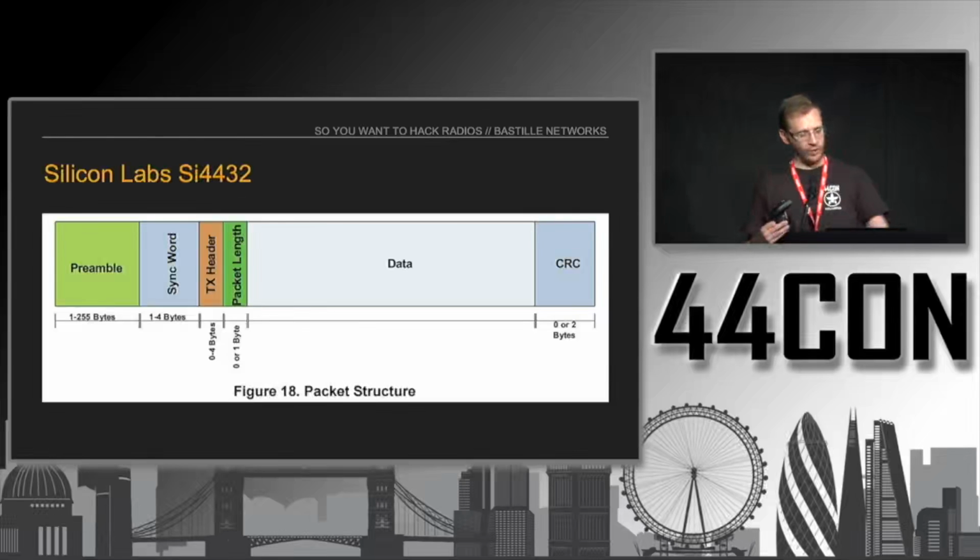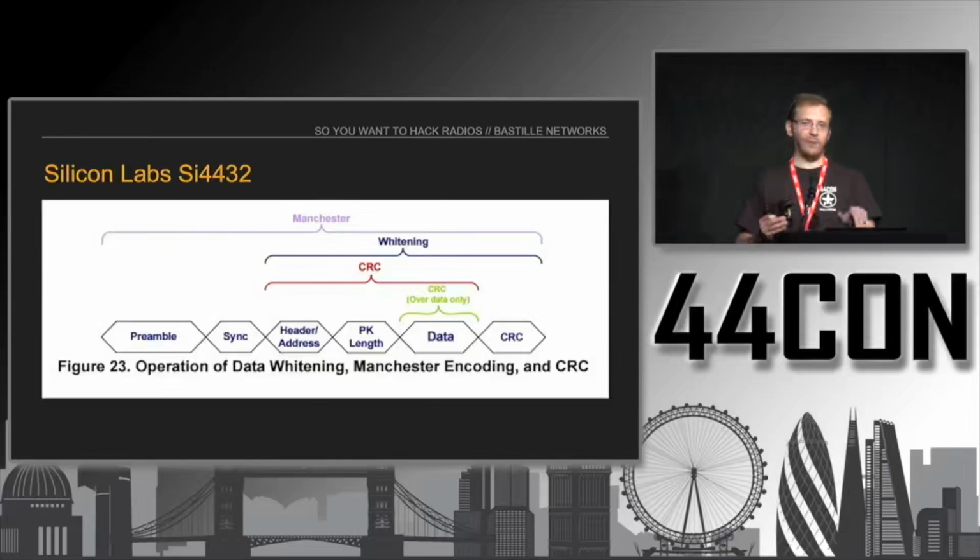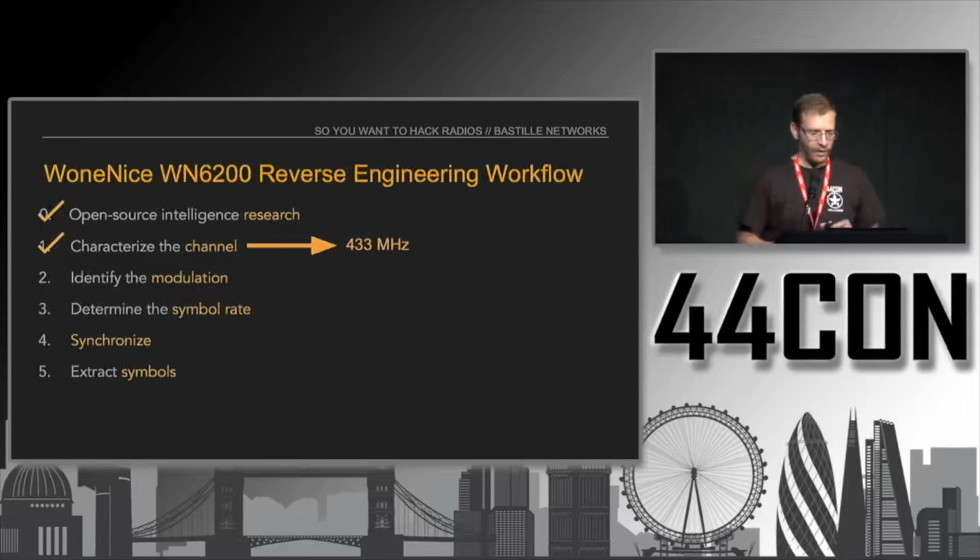So here we have the packet structure. Again, lots of reconfigurability, huge preamble range, huge configurable sync word, optional header and packet length, unknown data length, and then optional CRC. And then we also have CRCs that can be applied to part or all of the packet. It can be whitened or not. It can be Manchester encoded or not. So we really don't know a whole lot yet. So we do know that it's 432 megahertz center frequency.